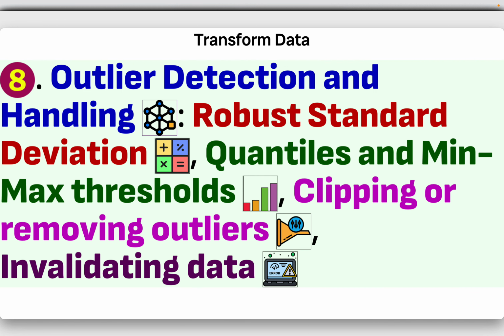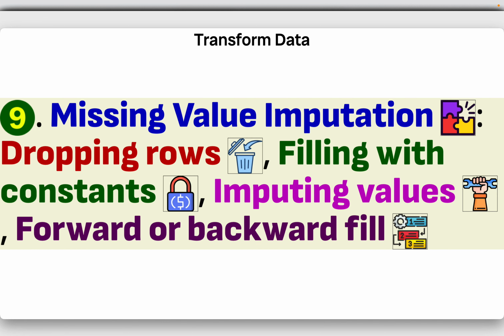Outlier detection and handling. Outliers can be detected using robust standard deviation, quantiles, or min-max thresholds, and can be handled by clipping, removing, or invalidating the data. Missing value imputation. Missing data strategies include dropping rows, filling with constants, or imputing values based on the mean, median, mode, or forward or backward fill, specifically for time series data.